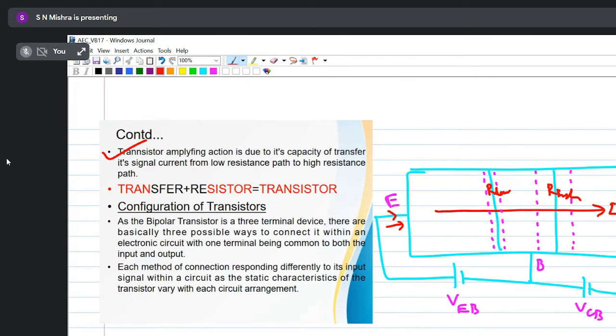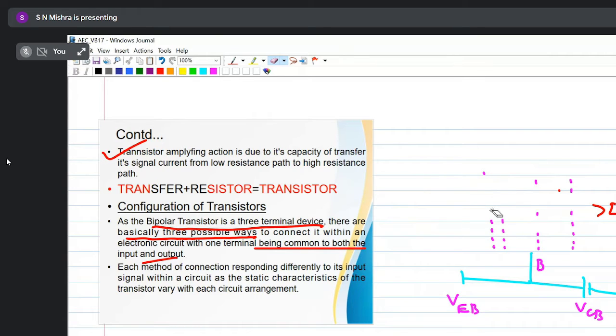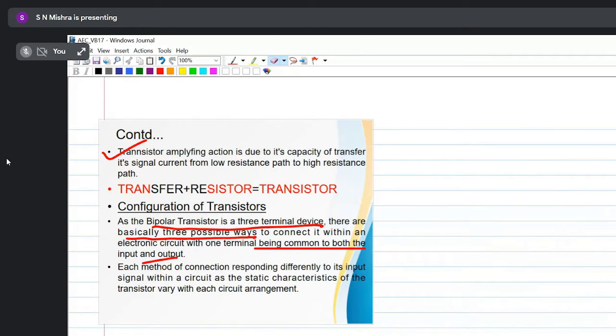Now different configurations of transistors are there. As the BJT has three terminals, there are basically three possible ways to connect it within an electronic circuit, with one terminal being common to both input and output. Suppose I take a transistor here and I give input and output, because the transistor will be used for amplification purposes. So we have to give input, and according to the circuit condition we'll get the output.